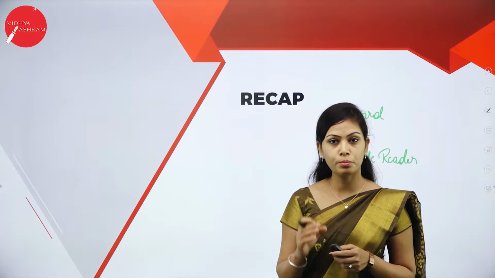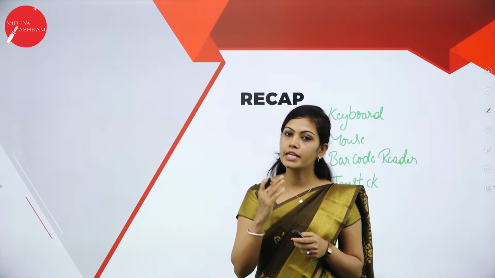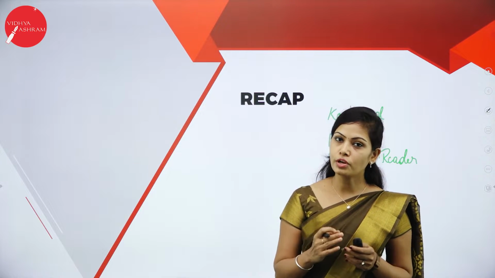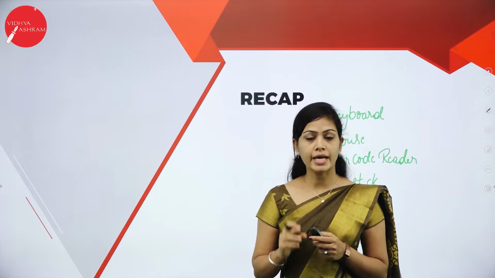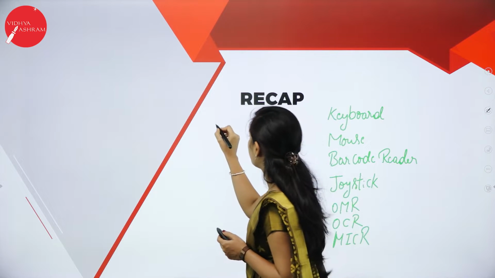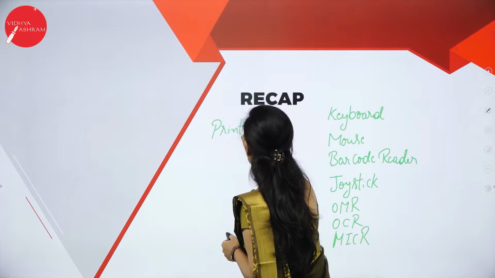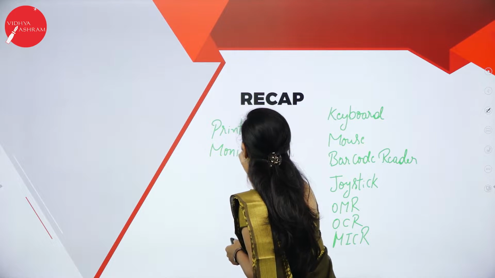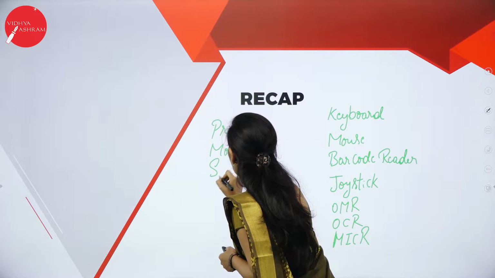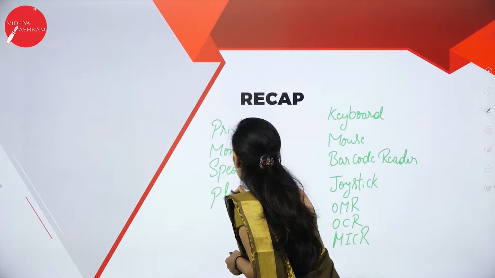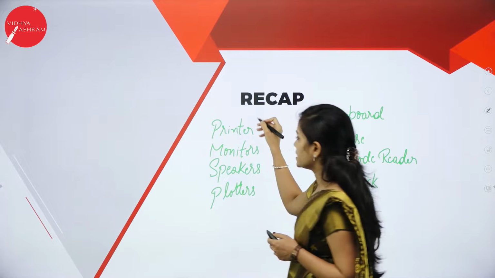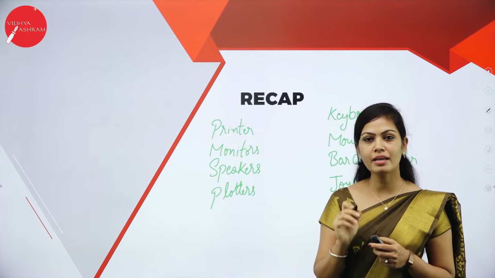And also I have explained output devices. What is output device? Output device means the process of producing results for the users. It can be in a visual format or printed format. Computer has several output devices. We have studied printer, monitors, speakers and plotters. These are the output devices we have studied in my last session.